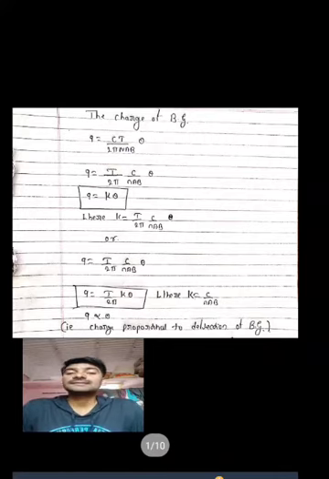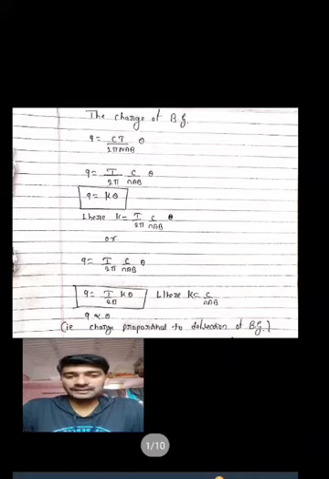that the charge of the ballistic galvanometer is Q equal to CAT upon 2 pi NAB into theta. So this is the charge of the ballistic galvanometer. This equation can be written as Q equal to T upon 2 pi into C upon NAB into theta. So Q equal to K into theta, where K is equal to T upon 2 pi C upon NAB.